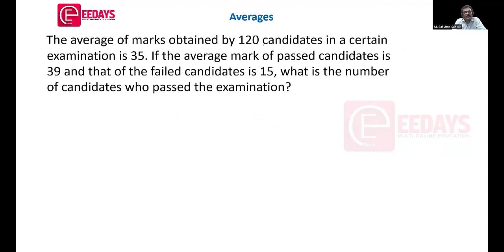The average of marks obtained by 120 candidates in a certain examination is 35. If the average mark of passed candidates is 39 and that of failed candidates equals 15, what is the number of candidates who passed the examination?